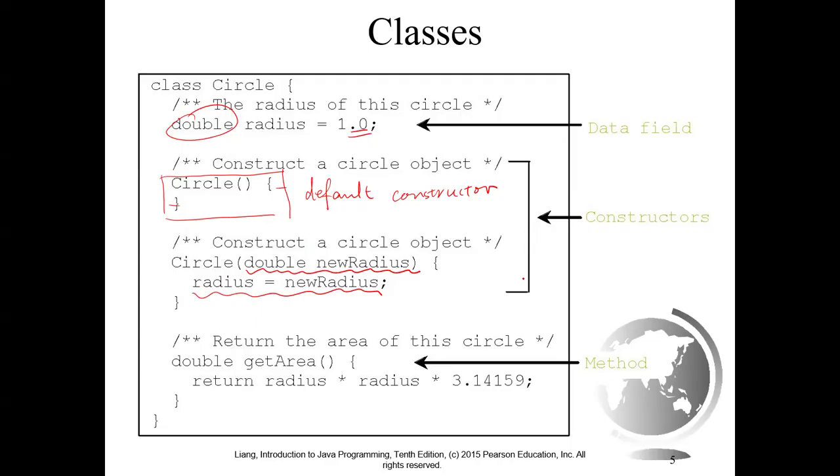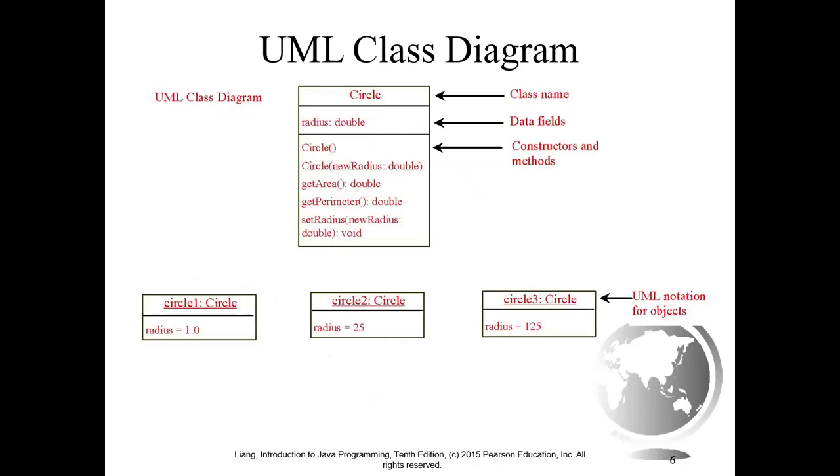And then we should have some method as the behavior. Here we say that getArea returns the radius multiplied by radius multiplied by pi, right? It is the area for this specific circle. So let's see the UML class diagrams there.